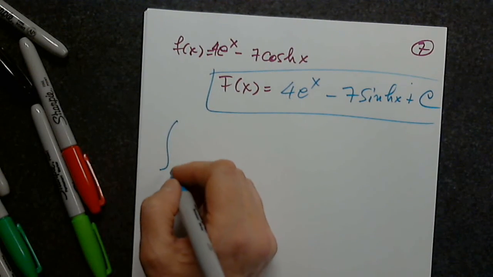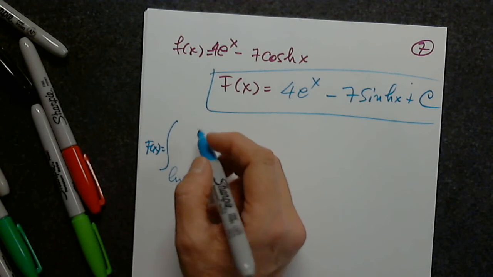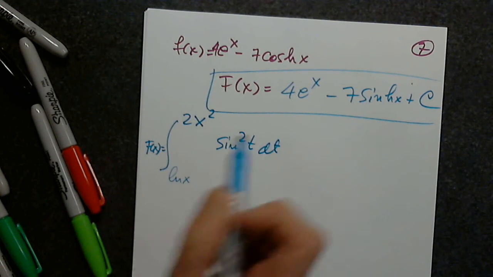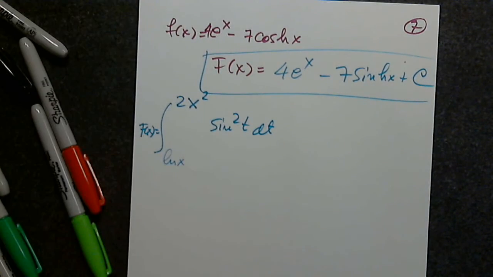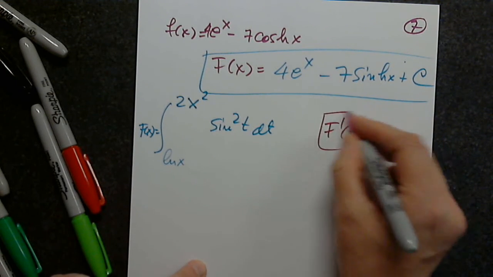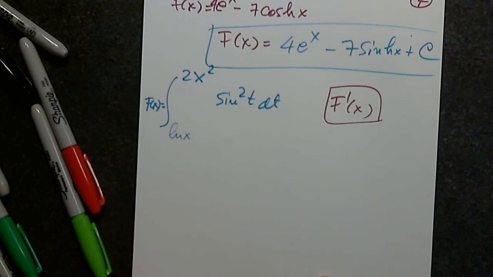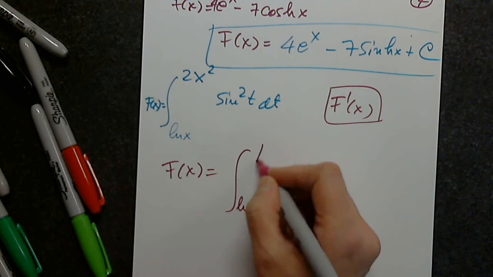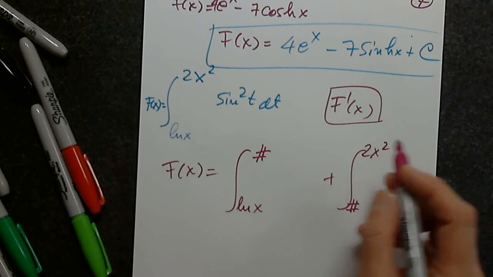The integral from natural log x to 2x squared of sine squared t dt. So this is the function, of course, given in the form of an integral. Okay, so we are only asked to find f prime. We're not asked to do anything else, and we can't do anything else. Just differentiate this, but it's not ready. So first we have to split it up from natural log x to whatever you want, plus from the same number to 2x squared.